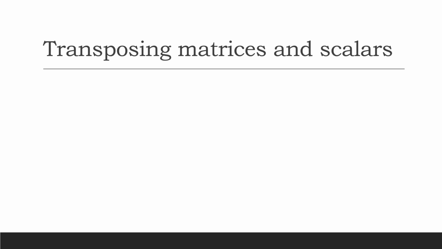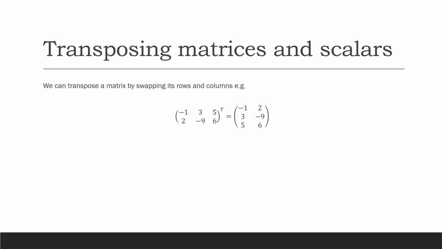So the first thing you have to do with matrices, which is essential and necessary, is transposition. Simple idea, you just swap rows and columns. So there you go. The first row has -1, 3, 5, so that becomes our first column, -1, 3, 5. Our second row, 2, -9, 6 becomes our second column.